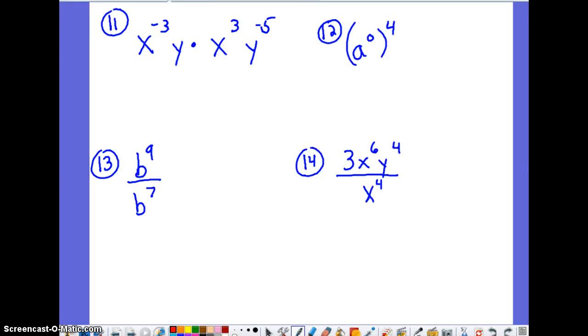This is Unit 4, Chapter 10, Review, page 267. This is the second part, numbers 11 through 18.